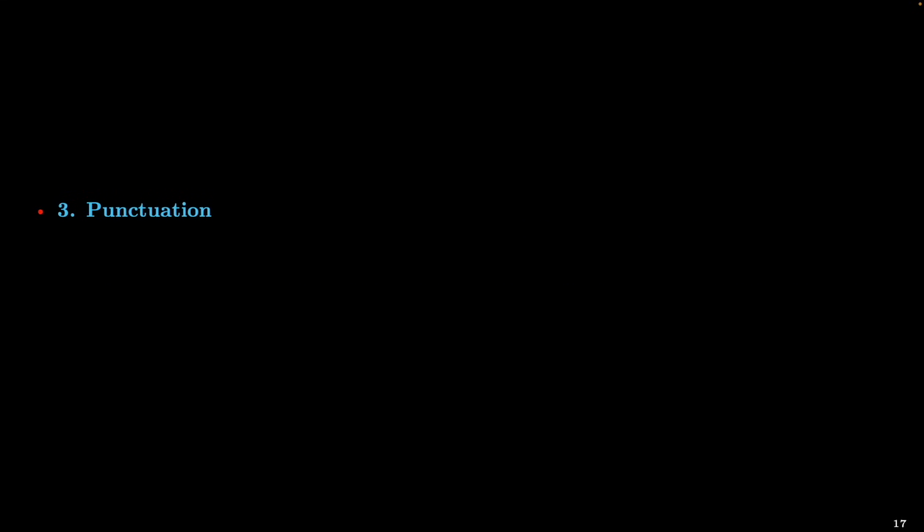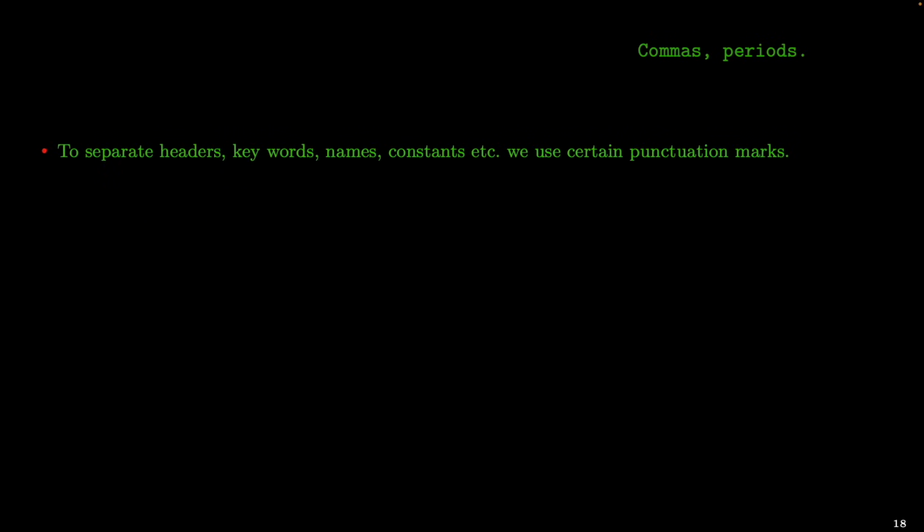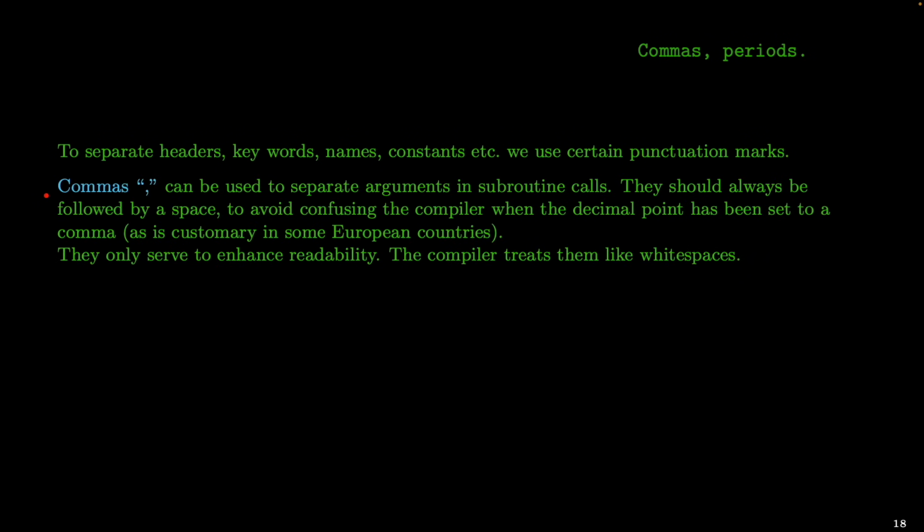Okay, finally, let's look at punctuation that is used in COBOL. We have certain punctuation marks, mainly commas and periods, that we can use to separate headers, keywords, names, and constants, and to structure the code. First, let's look at the commas. These are more for readability than actually doing anything in the code. And you can use them to optionally separate arguments in subroutine calls. So you don't have to use them, but you can use them just for readability.